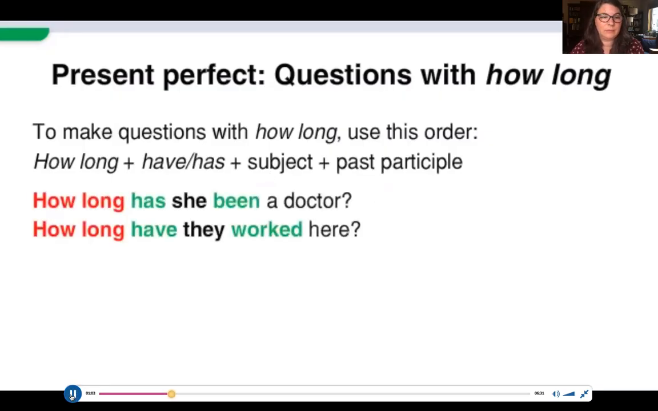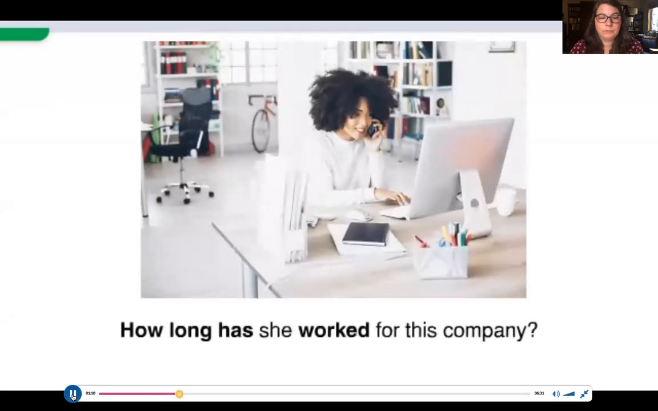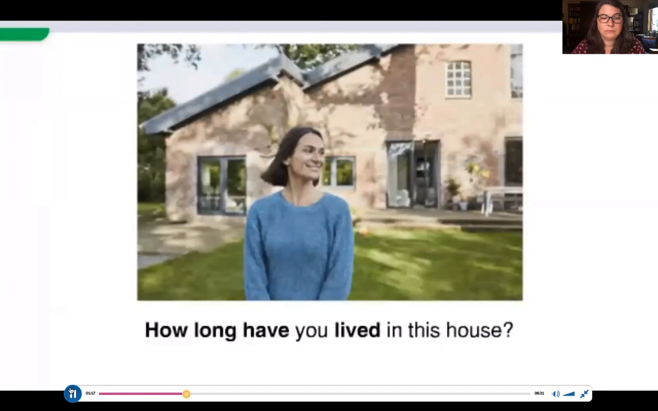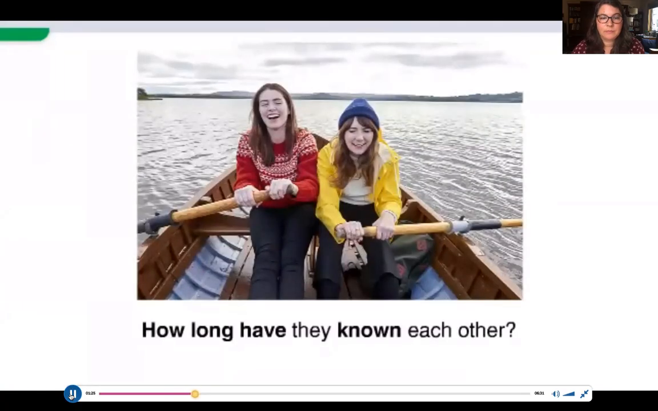Lived. How long has she been a doctor? How long have they worked here? Okay, so notice this. It's has because she, or you could say Anna, right? And it's have because it's they, or you, or I, or we, okay? How long has she worked for this company? Again, it's has because you have she. How long have you lived in this house? Have because it's you, not she or he. How long have they known each other?